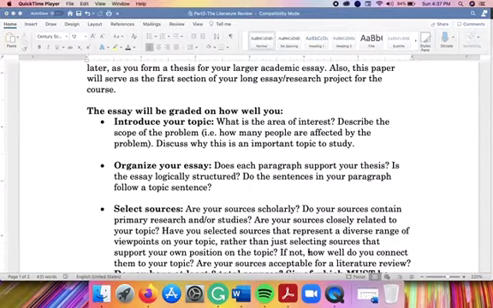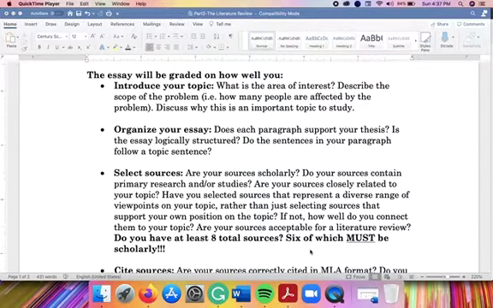You'll have to organize your essay. Does each paragraph support your introduction or thesis? And is it logically structured? Do the sentences in your paragraph follow a topic sentence?